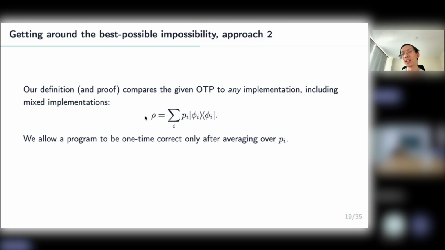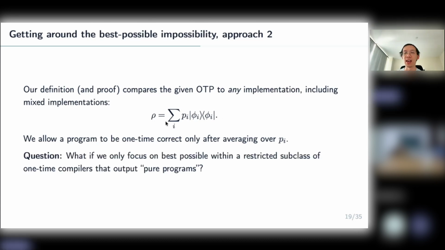So your implementation of this quantum circuit or this randomized functionality can be a mixed quantum state, a mixture of pure states. And crucially, we allow your implementation to be one-time correct only after you average over the mixed state. So averaging over the mixture here.